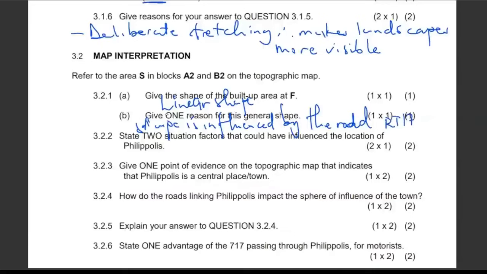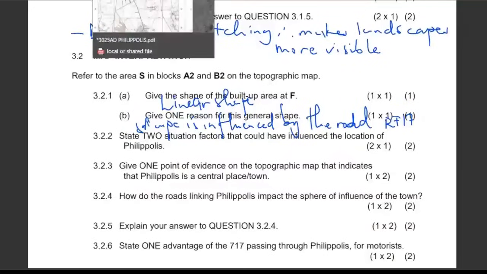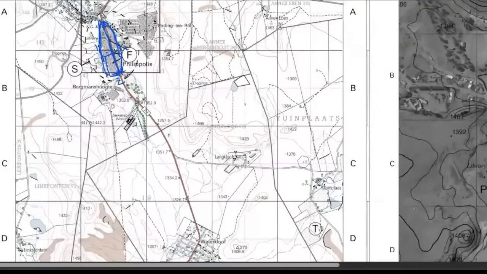R717 is the one that is influencing the shape of this built-up area, because the buildings are ultimately following that route. Then it says, state two situational factors that could have influenced the location of Philippolis.